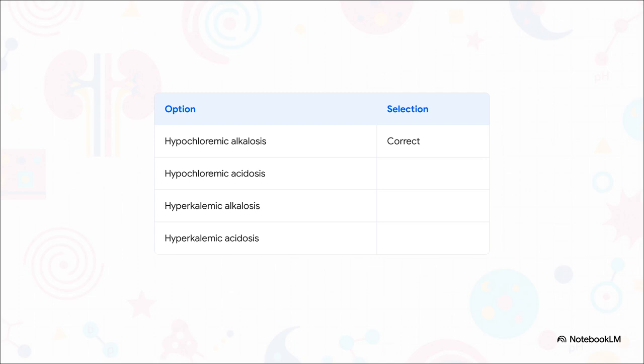Then, your body hits the panic button. It frantically tries to save sodium and volume using aldosterone, which unfortunately forces the kidneys to dump potassium and hydrogen into the urine, locking in that hypokalemia.